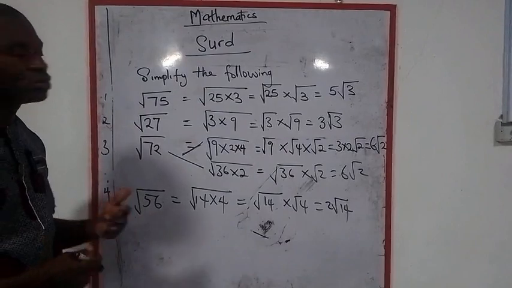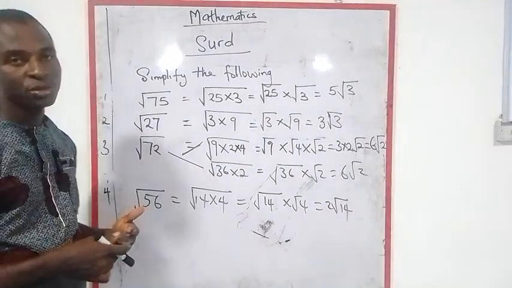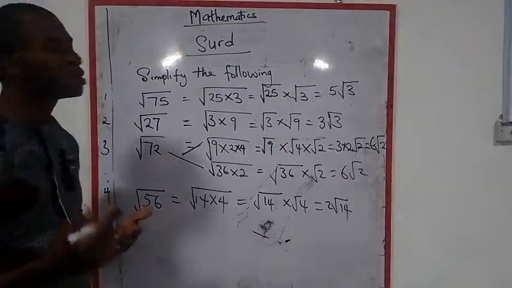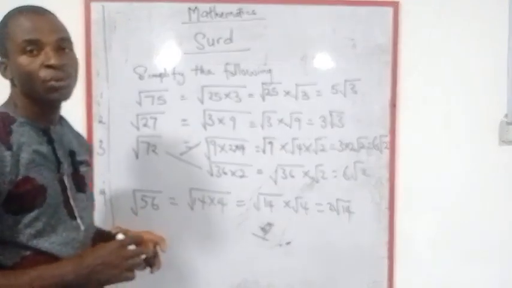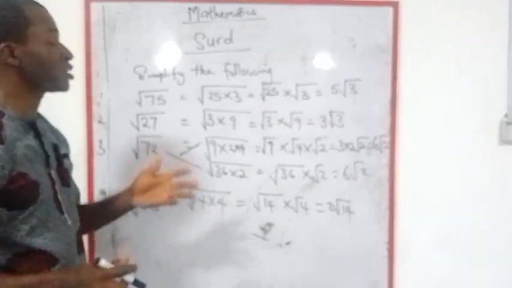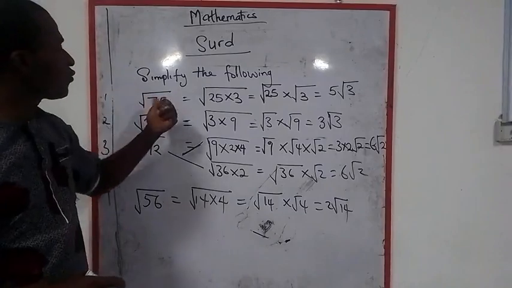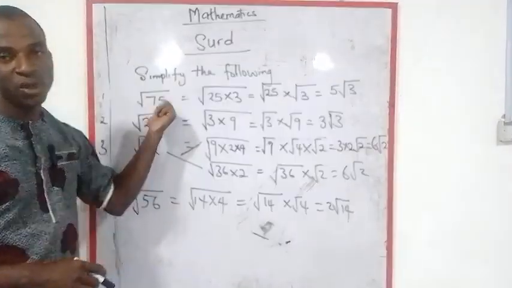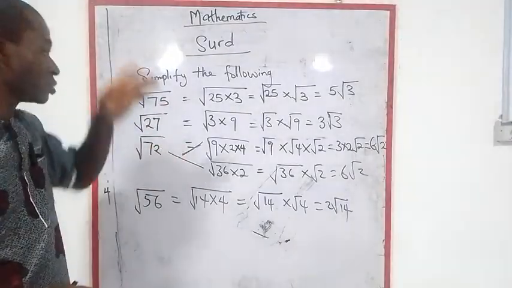How do you know what to do when you want to do your evaluation? Like I always tell people, there is always a connectivity between your multiplication and division. If you don't understand how to break it, what you need to do is look for factors of what is inside that square root sign. All these ones are square root signs. That's what we use in surds.